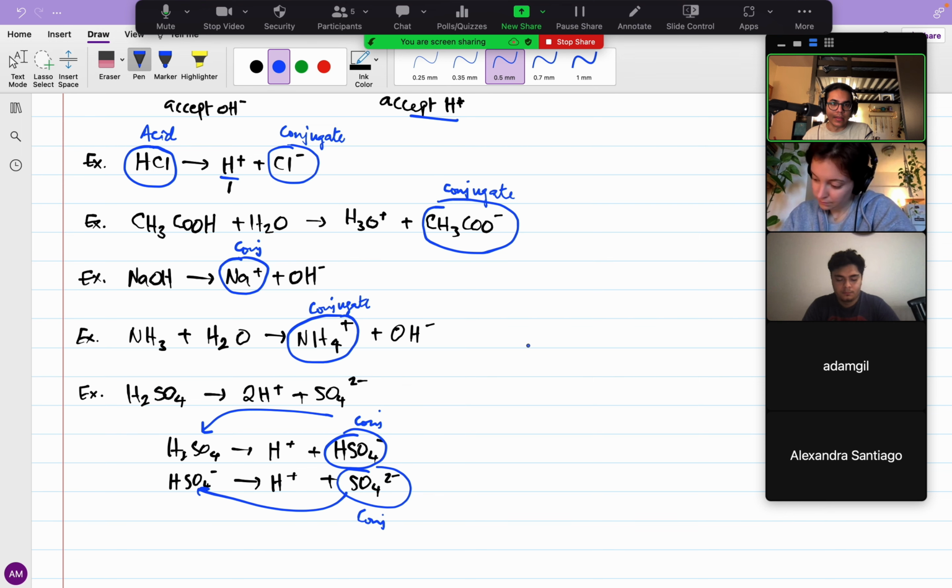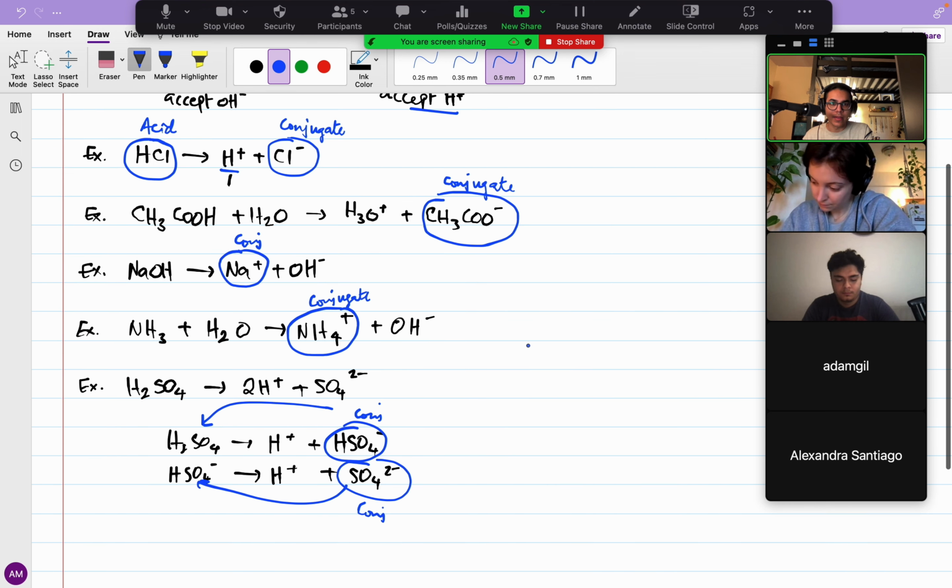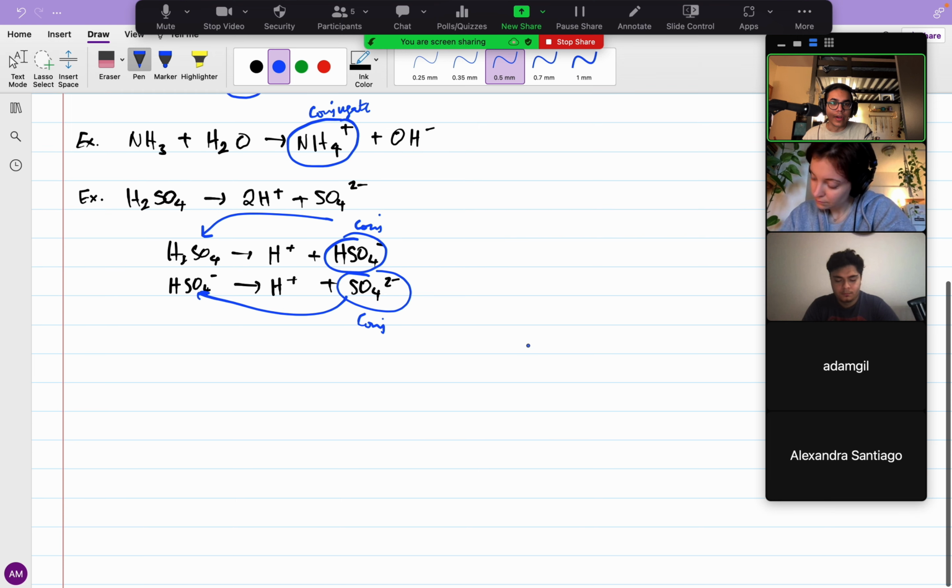Right, let's talk about acid-base strength. You can have strong acids, strong bases, weak acids, weak bases. Or you can have neutral species, neither acidic nor basic.